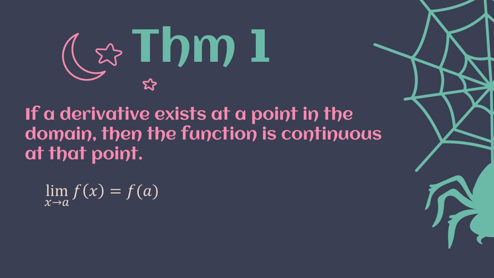So let's dig into this a little bit farther. Theorem 1 says that if a derivative exists at a point in the domain, then the function is continuous at that point. So what we're doing is we are looking at the limit as x approaches a of f of x should be equal to f of a. All right? Which kind of makes sense if you think about it. But what that translates to then is that the limit as x approaches a of [f of x minus f of a] is going to be equal to 0. That's maybe an easier way to look at that.